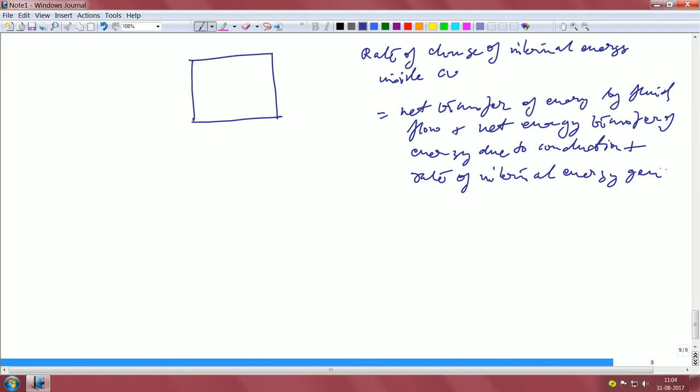Now, this can be important. What we mean is that within the control volume, say for example, we have some source of heat which is generating energy. That is also possible, and then minus the net work transfer from the control volume to the surroundings.